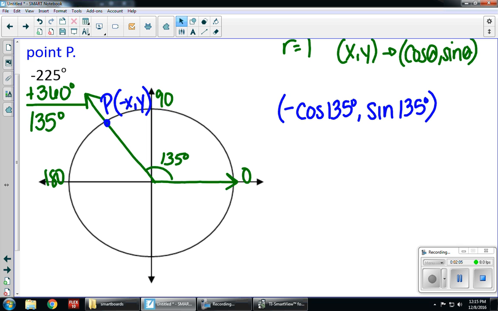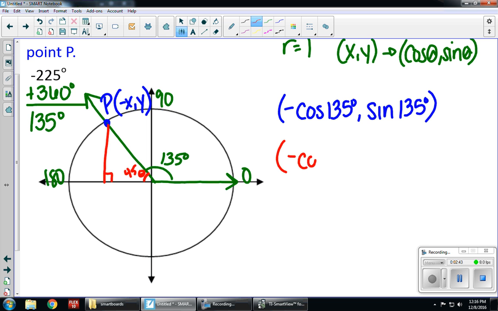I want to use my chart, but my chart only has 3 values, 30 degrees, 45 degrees, and 60 degrees. So I need to work with one of those angles. So what I'm going to do is draw my triangle, which always goes to the x-axis. Positive or negative doesn't matter, but it's always going to the x-axis. So here's my angle in here. And this angle is known as our reference angle. This angle is 45 degrees because to get from 135 to 180, I have to go an additional 45 degrees.